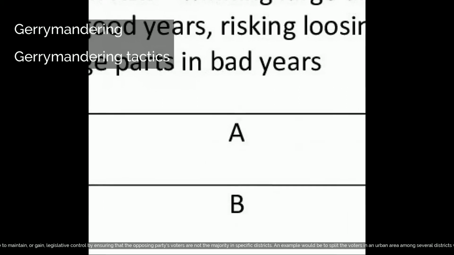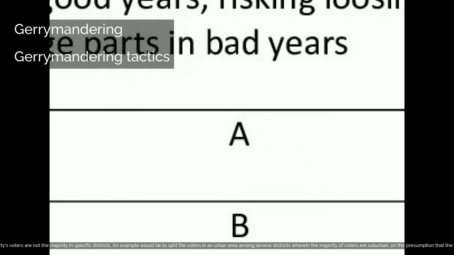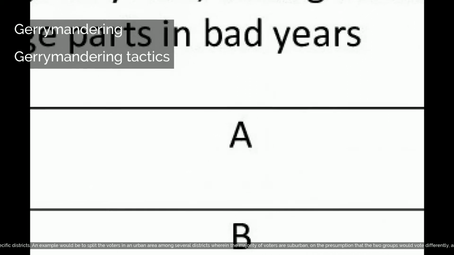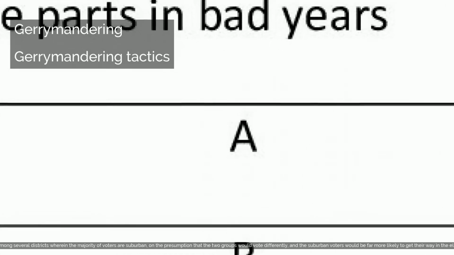An example would be to split the voters in an urban area among several districts wherein the majority of voters are suburban, on the presumption that the two groups would vote differently, and the suburban voters would be far more likely to get their way in the elections.